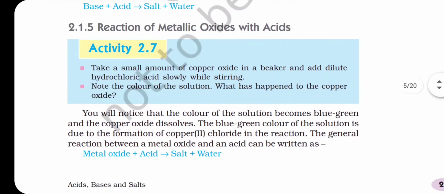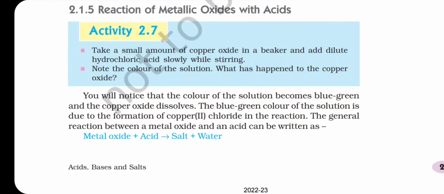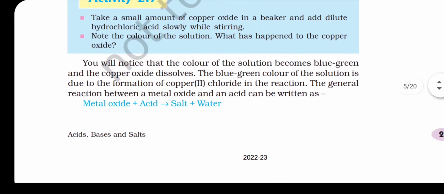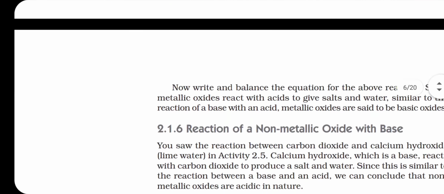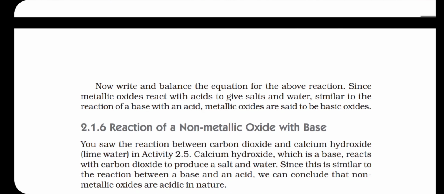Now, reaction of metal oxide with acid. When metal oxides react with acid, a salt is formed along with water. You will notice that the color of the solution became blue green as the copper oxide dissolved in the acid, forming copper sulfate. So, a blue green solution. Here is the given example of the activity. Let's skip it. Now write the balanced chemical equation for the above reaction, since a metal oxide reacts with acid to give salt and water.